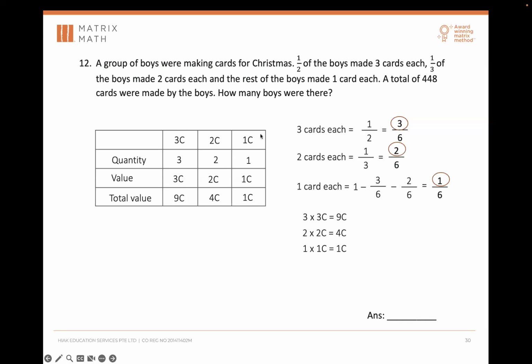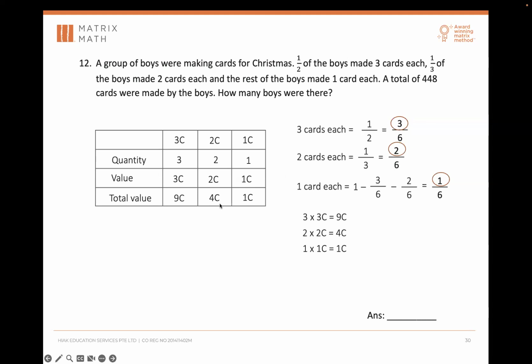It's 1 group of boys. Bear in mind, there are many groups of boys. And all these numerous groups of boys will make cards that total up to 448 cards. A total of 448 cards were made by the boys. So these 448 cards are made by many groups of boys like this.